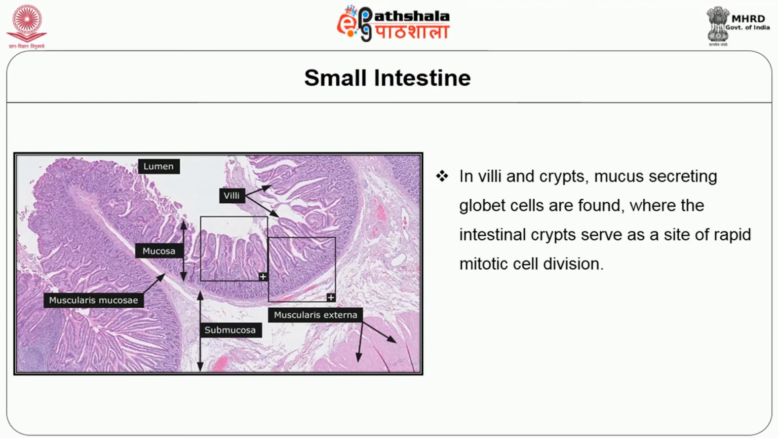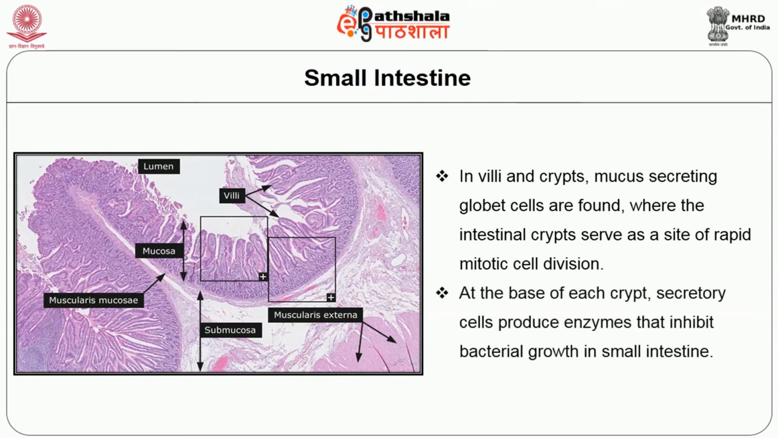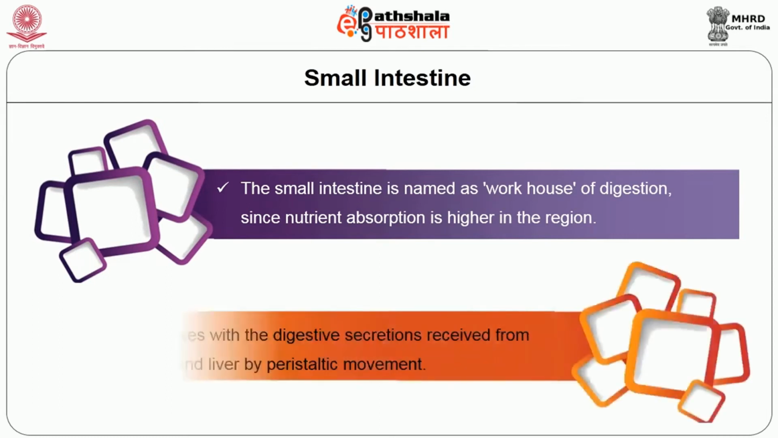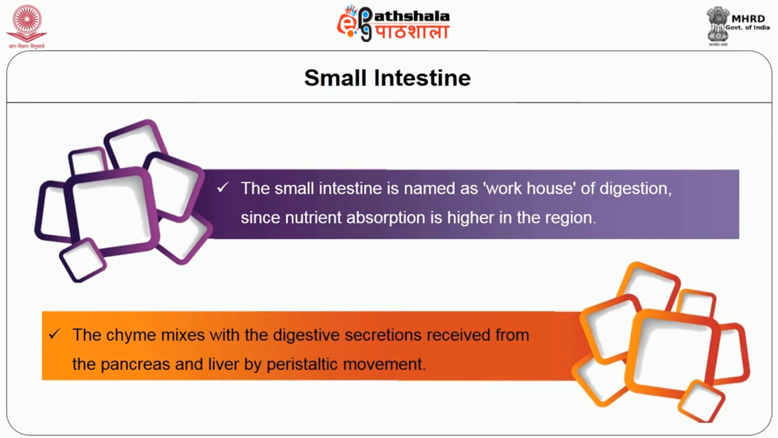In villi and crypts, mucus secreting goblet cells are found, where the intestinal crypts serve as a site of rapid mitotic cell division. At the base of each crypt, secretory cells produce enzymes that inhibit bacterial growth in the small intestine. The small intestine is named the workhouse of digestion since nutrient absorption is higher in this region. The chyme mixes with the digestive secretions received from the pancreas and liver by peristaltic movement.